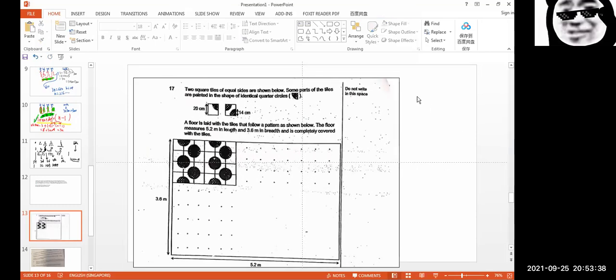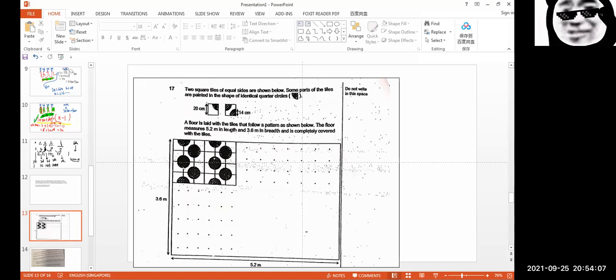All right, so it says two squares, tiles of equal sides are shown. So you have 20, and this is 14. Some parts of the tiles are painted in the shape of identical quarter circles. Oh, this question looks similar. A floor is laid with the tiles that follow a pattern shown.